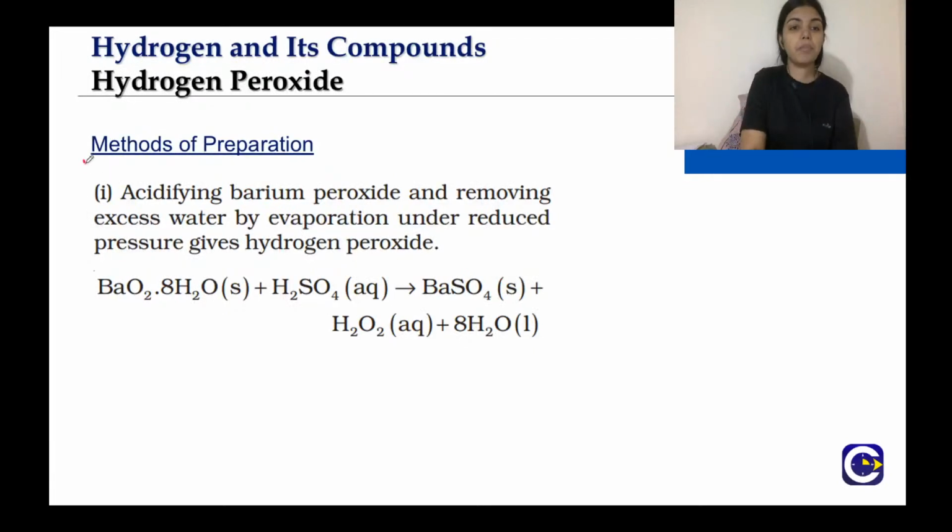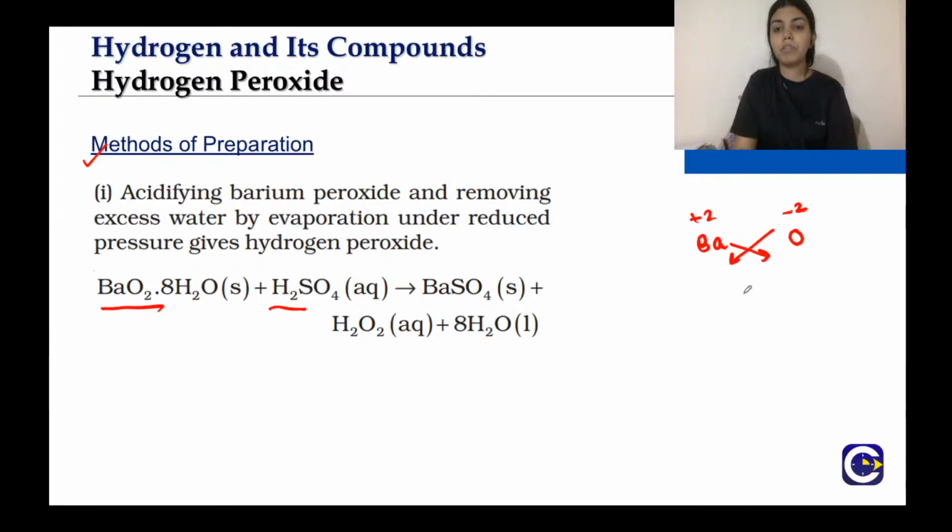Now methods of preparation are important. So what are the methods of preparation? Treating barium peroxide with H2SO4. Remember, it is not oxide, it is peroxide, because for barium oxide, barium has +2 and oxygen has -2, so by the crisscross method barium oxide will be BaO. And BaO2 is barium peroxide.